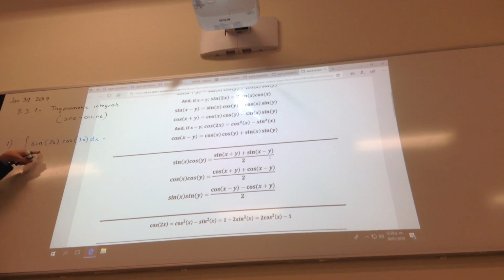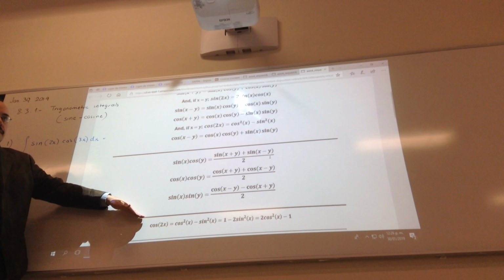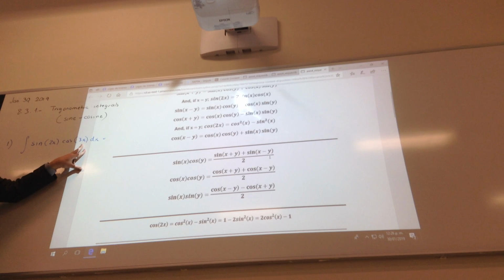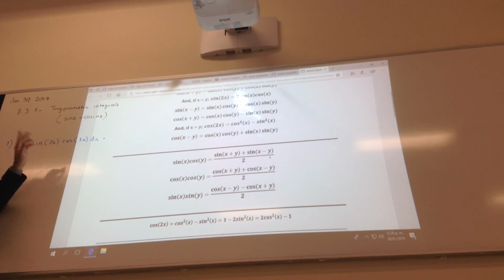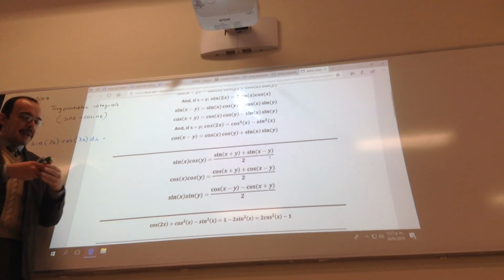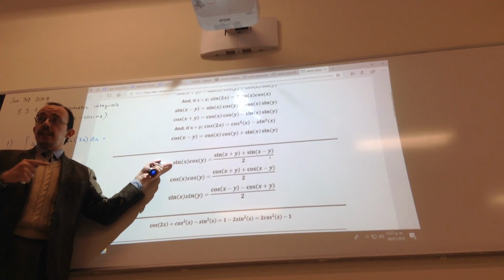So for this one, for example, we're going to use one of those three formulas. If they have the same argument, we could use integration by substitution, because the derivative is in there directly. But if you have different arguments, substitution is not possible at the beginning. So, just observe, we have sine of something, cosine of something. We have these three formulas. We're going to apply the first formula, not to solve it, but to rewrite the integral.